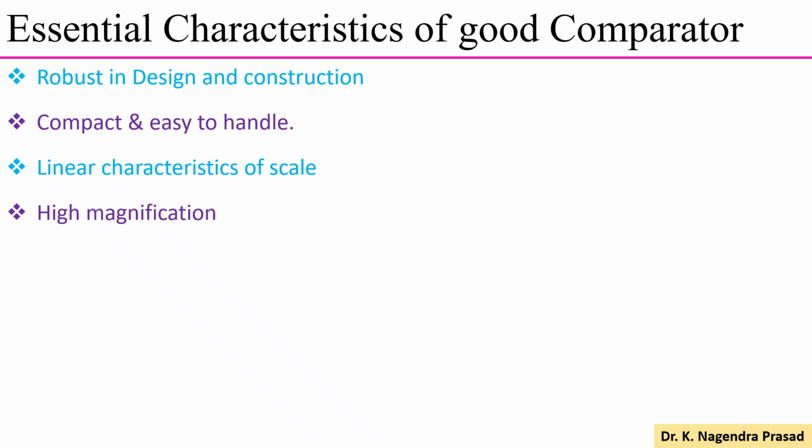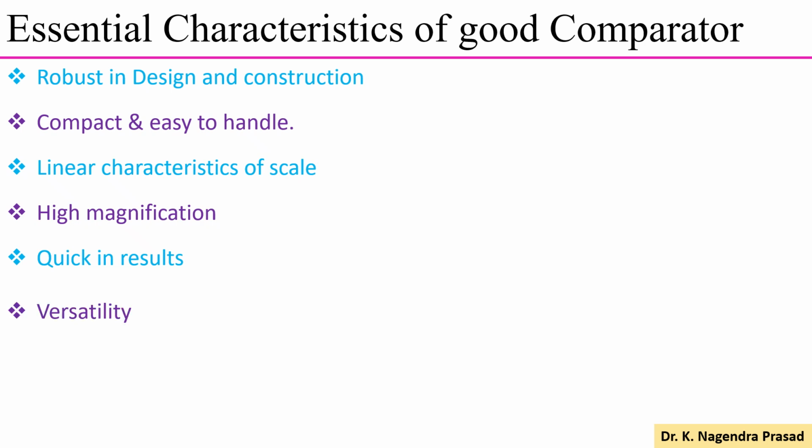And next one is high magnification. The magnification of the comparator should be such that the smallest division in the size of a component can be easily detected. And next one is quick in results. The indicating system should be such that the readings are obtained in the least possible time.